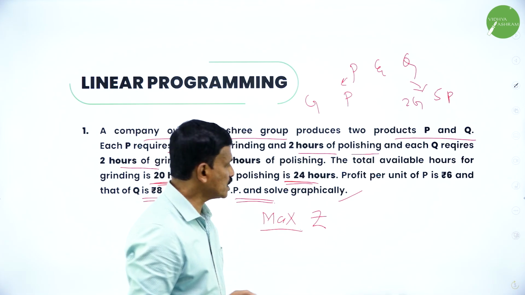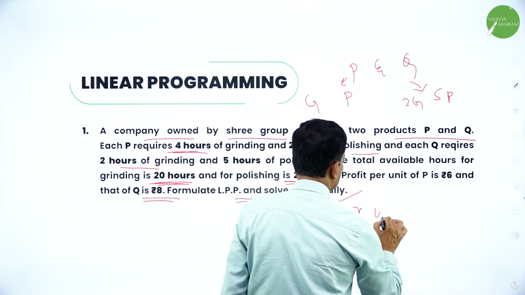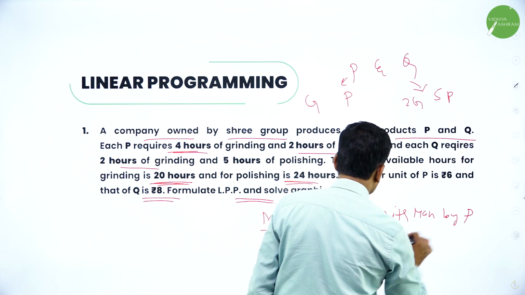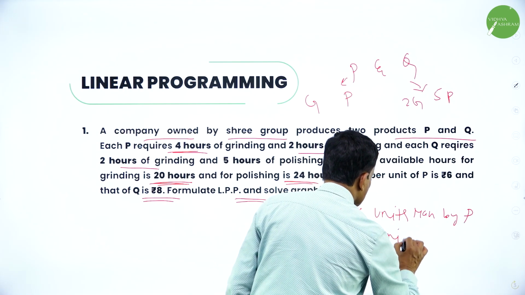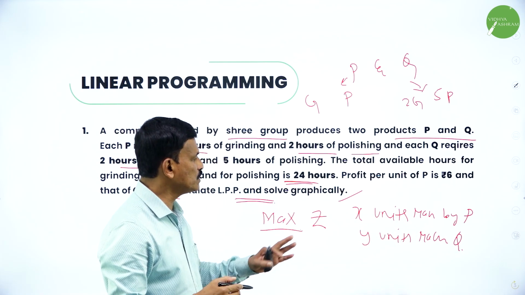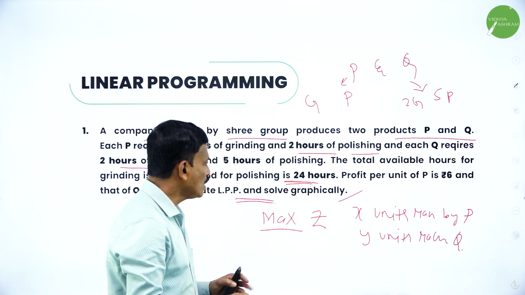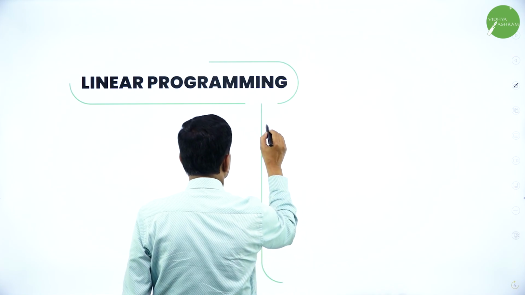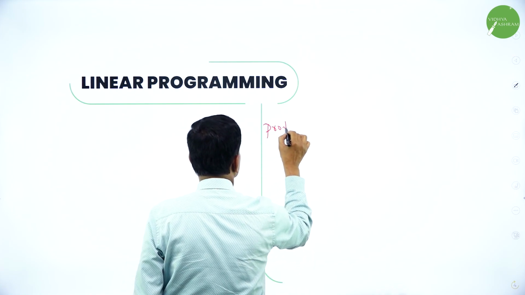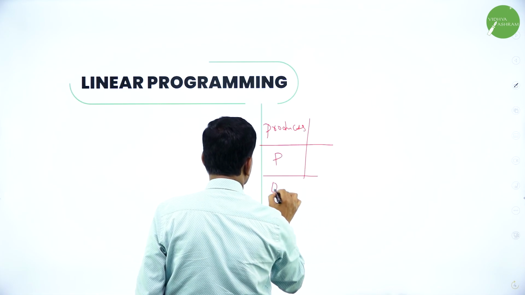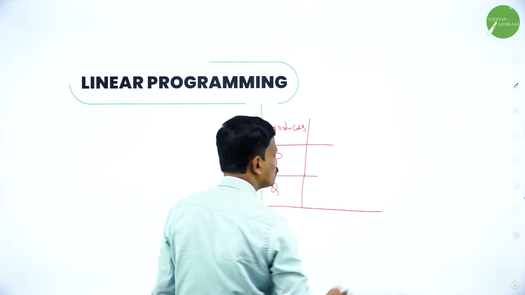Now let us represent x and y. Let x units be manufactured by P and y units be manufactured by Q. Let us represent this in a table. So let us write the products first: there are two products, P and Q.